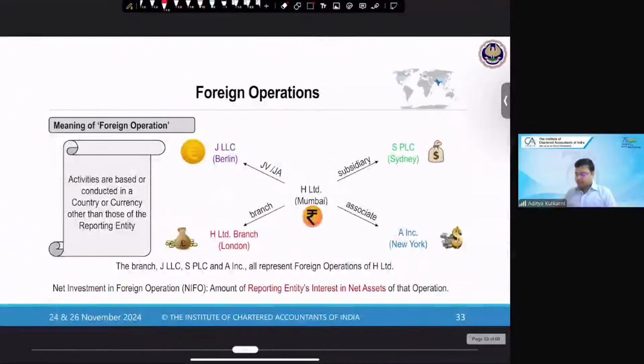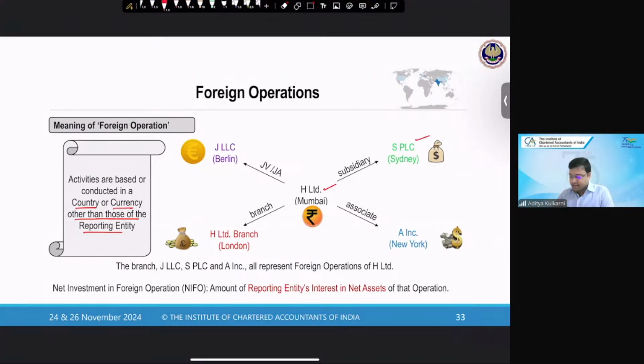Okay. So what is a foreign operation? Well, it could be activities that are based or conducted in a country or currency other than those of the reporting entity. So suppose I have the parent, it could be having a subsidiary in Sydney, an associate in New York, a branch in London, and a JV or a joint arrangement in Germany. All these are your foreign operations of H Limited. Okay. I'll come to NIFO a little later. Net investment in foreign operation, what is it? I will come to that later. But let us move ahead.